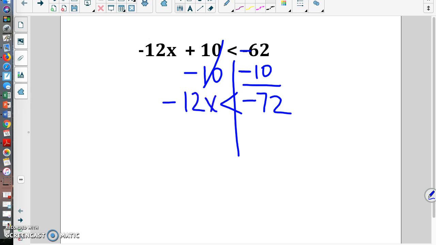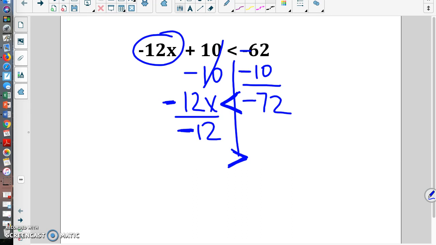Now, I need to divide by negative 12, but when I divide or multiply by a negative, that makes this inequality flip. And so instead of less than, it's now greater than. That only happens if the variable is negative. So if you look at a question, you can tell if you're going to flip the inequality or not, just by looking at the x. If the x is negative, then you're going to flip it.